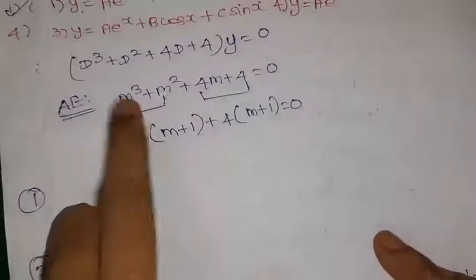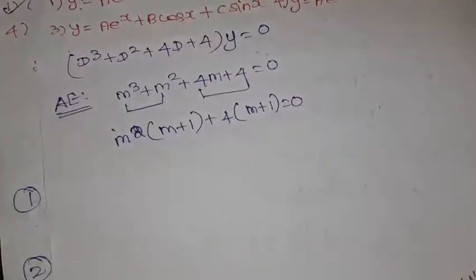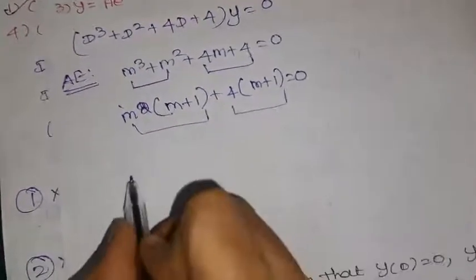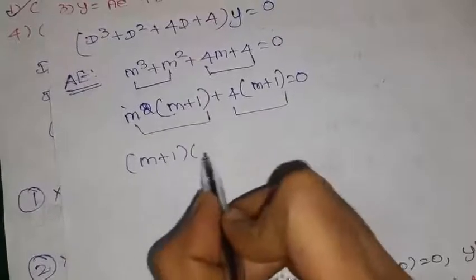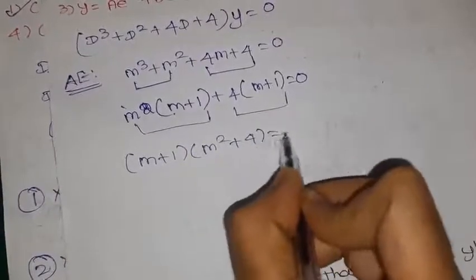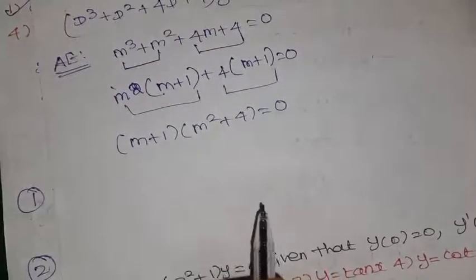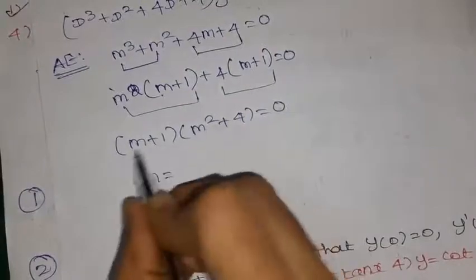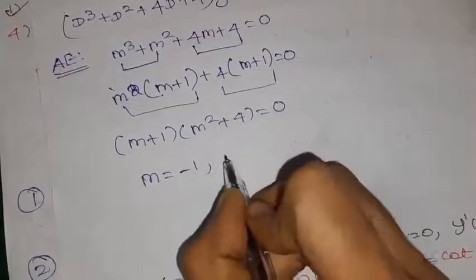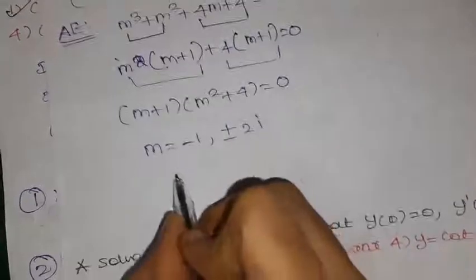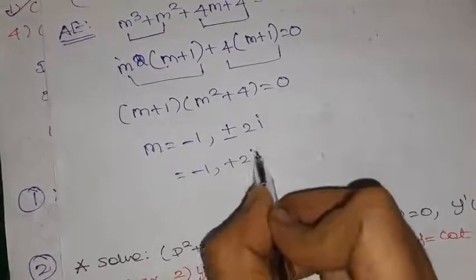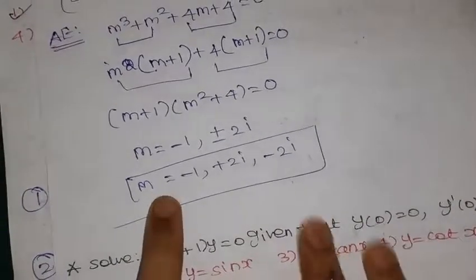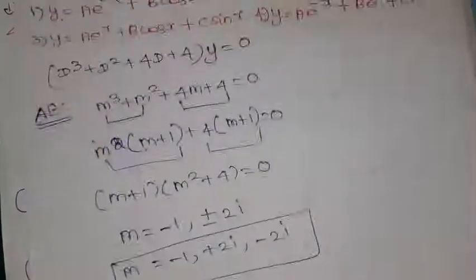Here m cube, so we have 3 roots for m. Then from this, what is common? m plus 1 is common. So m plus 1 into m squared plus 4 equal to 0. So what are the roots? m plus 1 equal to 0, m equal to minus 1, and here plus or minus 2i. So what are the 2 roots? Minus 1, plus 2i, minus 2i. So these are the roots: 3 roots, with complex conjugate roots.